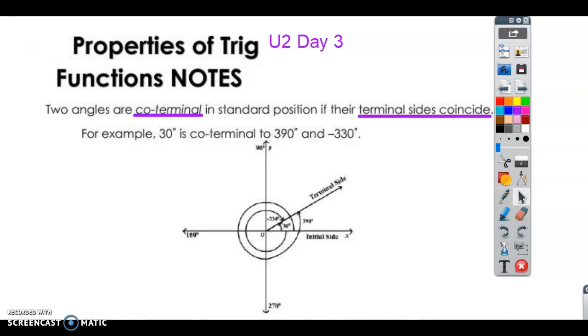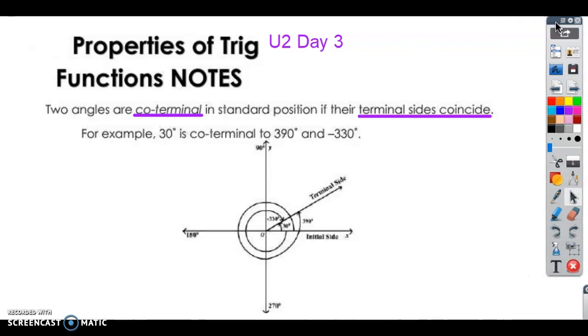All right, we're still learning trigonometry in Unit 2. We're on the third day. I like this lesson. I'm going to try to keep it under 15 minutes. Okay, so we're going to learn about coterminal angles.